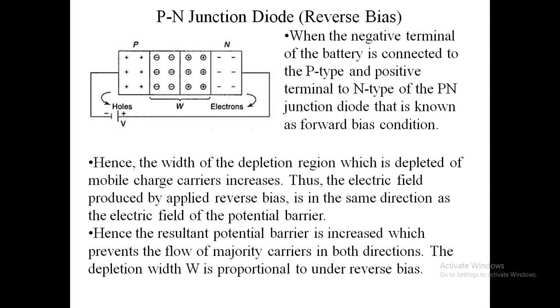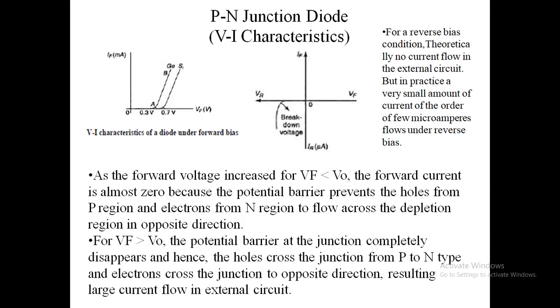This is the V-I characteristic curve representing the forward bias and the reverse bias. As the forward voltage increases, when Vf is greater than 0 but less than V0, the forward current is almost 0, because the potential barrier prevents the holes from the P region and electrons from the N region from flowing across the depletion region in opposite directions. When Vf is greater than V0, the potential barrier at the junction is overcome, the holes cross the junction from P to N type, and the electrons cross the junction in the opposite direction, resulting in a large current flow in the external circuit.